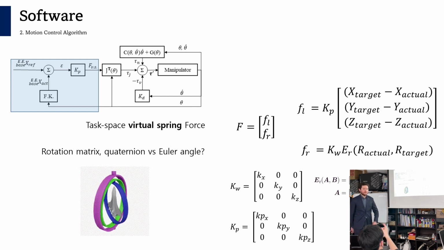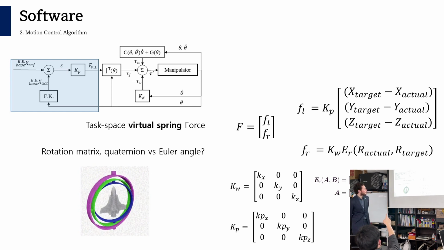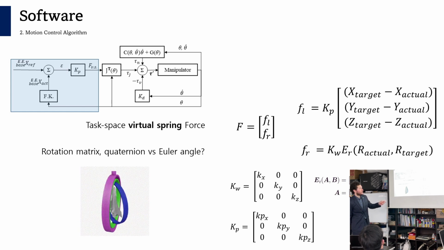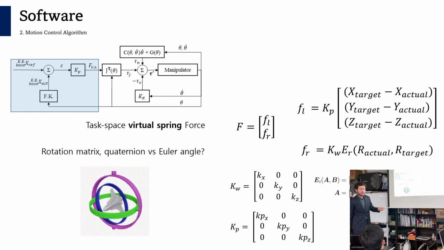And should I understand that the F3S on the figure is the same as that F, which is the output of the system? Yes. This F is a virtual spring force, which is a vector of 6 dimensions. The first three dimensions are FL and the last three dimensions are FR. FR is rotational, and FL is positional.